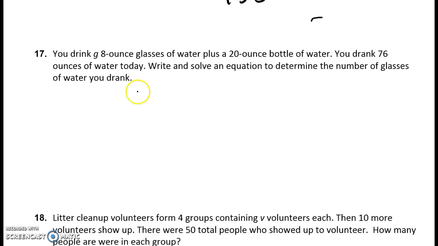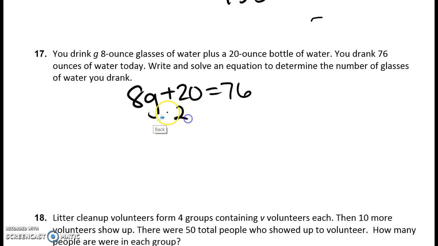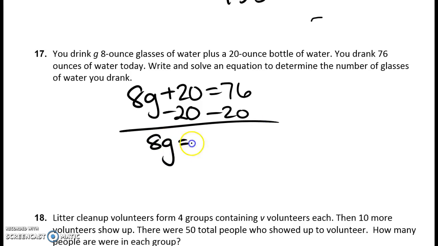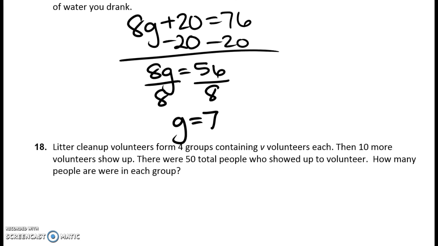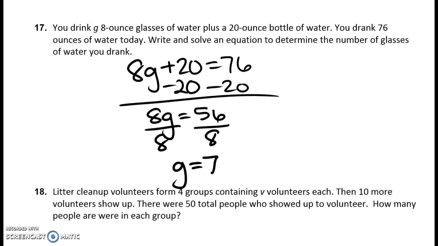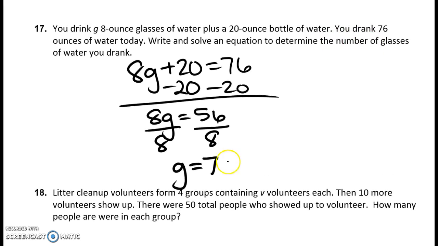17, you don't have to worry about turning the word problem into an equation. I gave you the equation, 8g plus 20 equals 76. So subtract 20 from both sides. You get 8g is equal to 56. Divide both sides by 8. G is equal to 7. And 7, sorry, that needs a label. And that label should be write and solve an equation, determine number of glasses of water, so you drank 7 glasses.